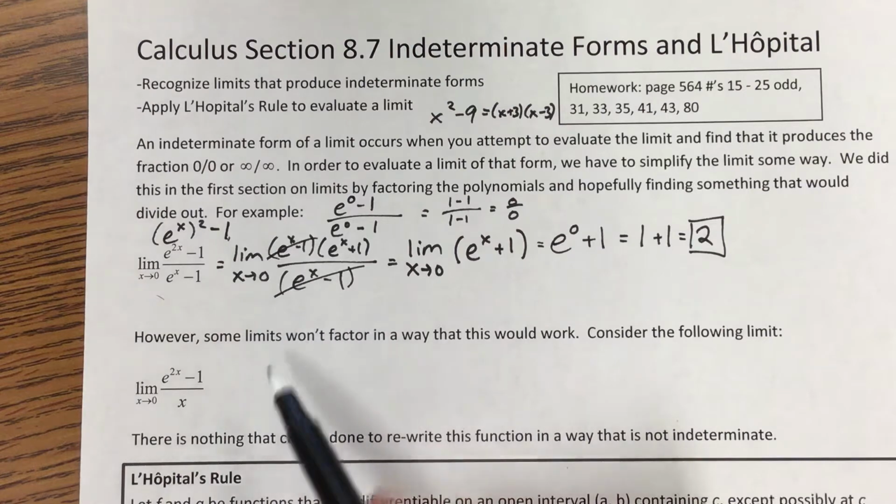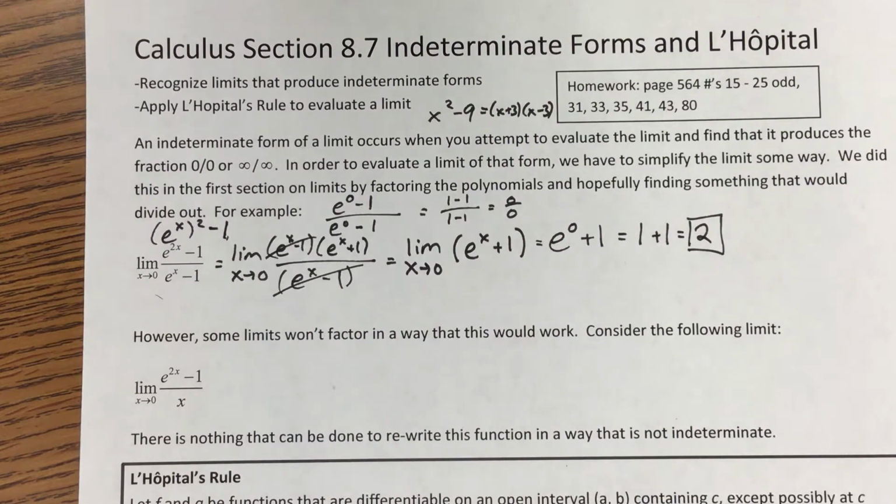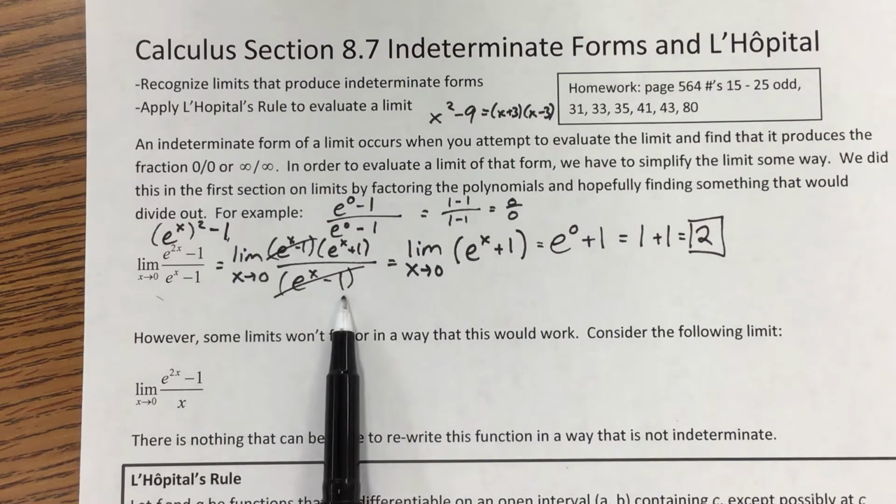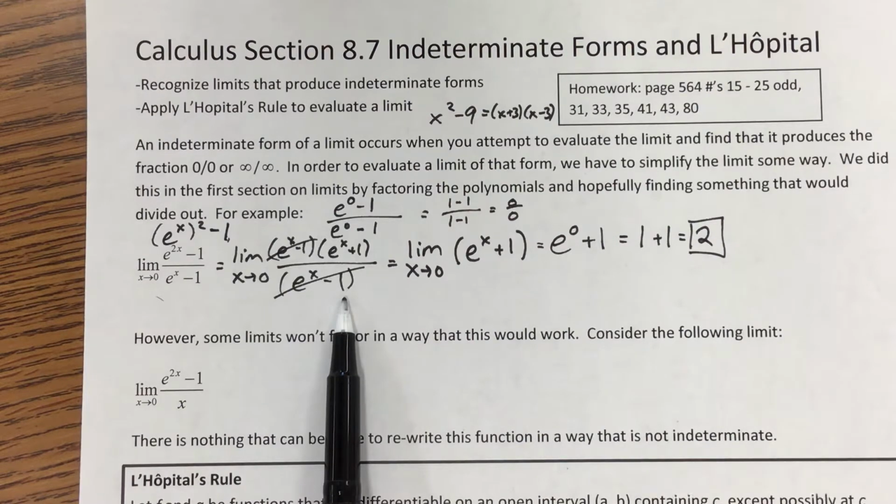We want to be able to do a different method that is easier to do, especially now that we know how to take the derivative of e to the x. So e to the 2x is going to be a piece of cake. We know how to take that derivative. Also, sometimes some limits won't factor in a way where you can just cancel out a couple of factors. Or sometimes you have those square root functions and they're just super annoying.